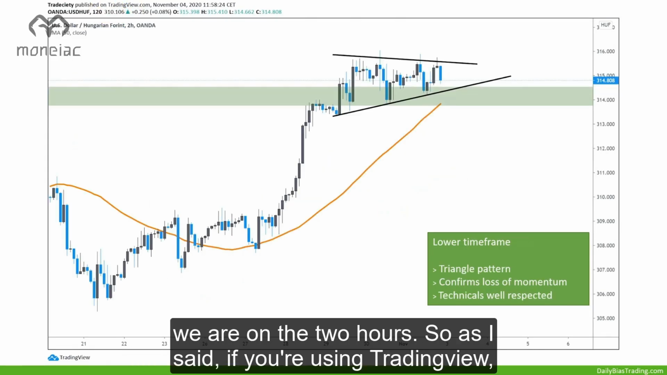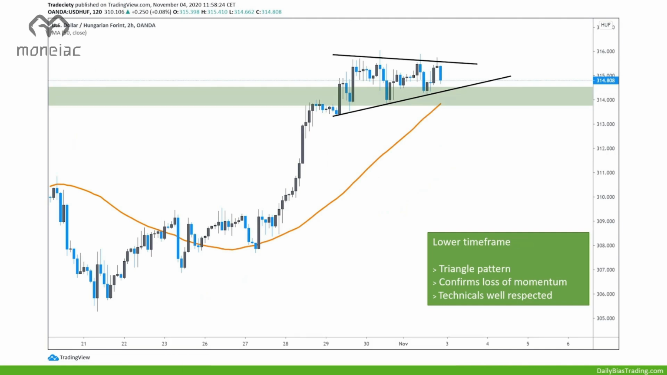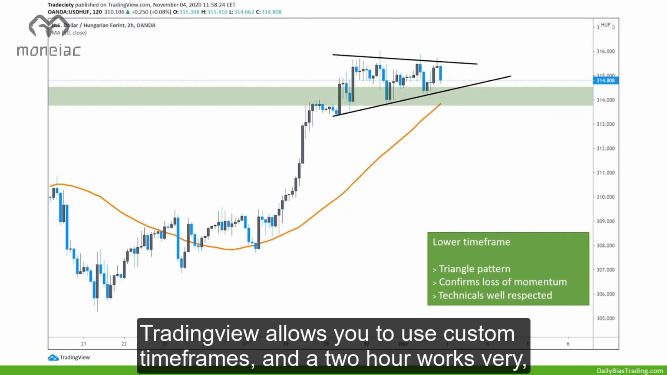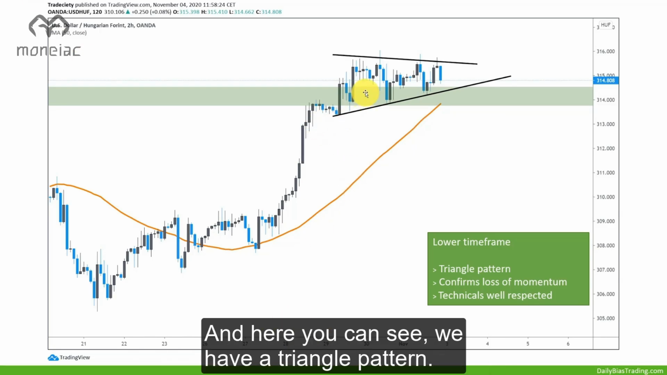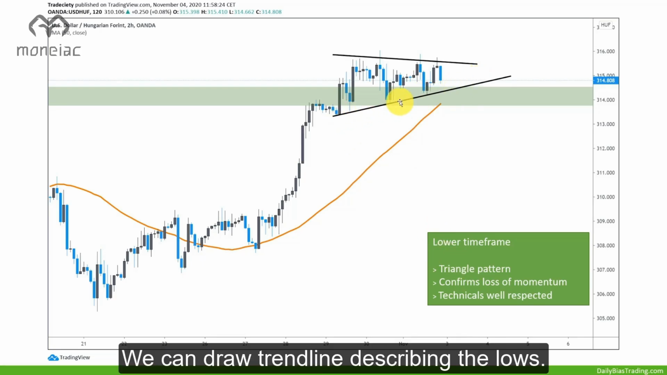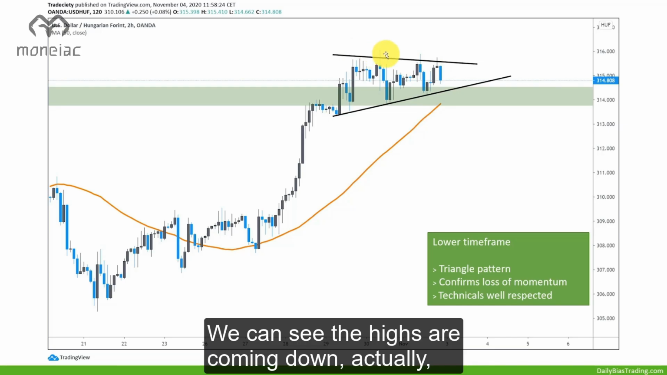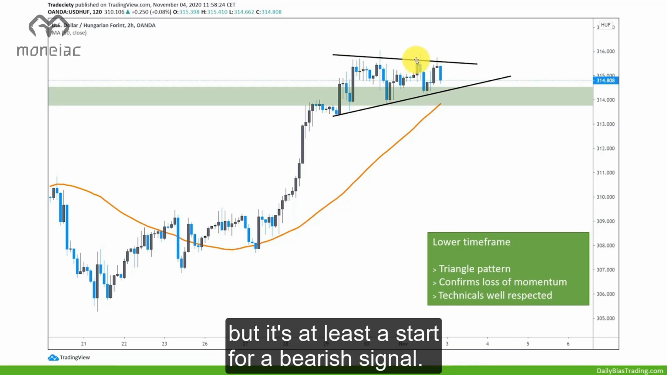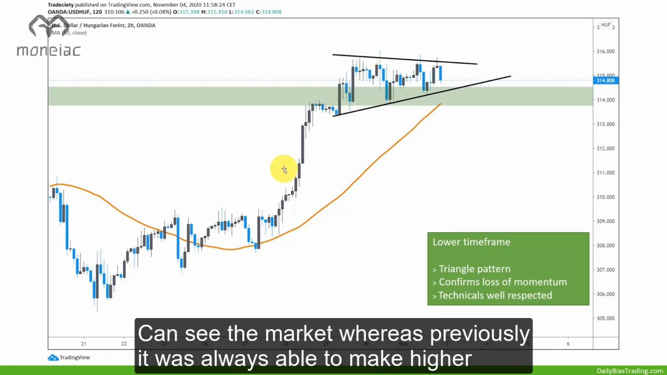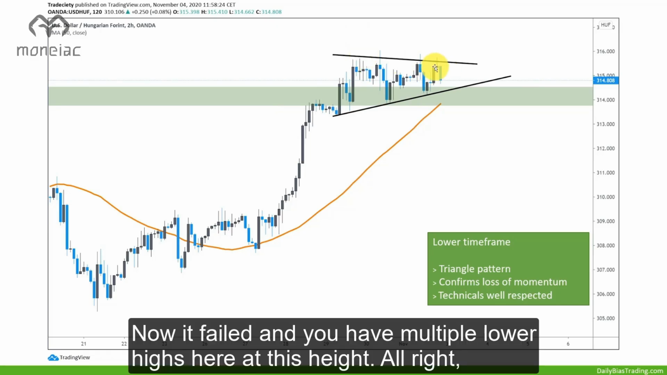Now we're on the 2 hours. So as I said, TradingView allows you to use custom timeframes, and a 2 hour works very, very well. You can also, of course, use the 1 hour or the 4 hour. And here you can see we have a triangle pattern. We can draw a trend line describing the lows. We can see the highs are coming down actually, which is not a super strong, but at least a start for a bearish signal. Previously the market was always able to make higher highs very quickly. Now it failed and you have multiple lower highs here.